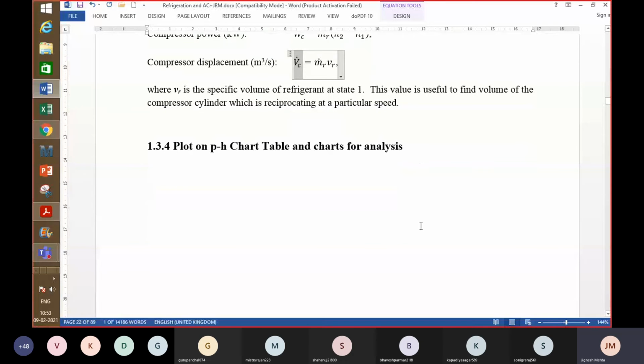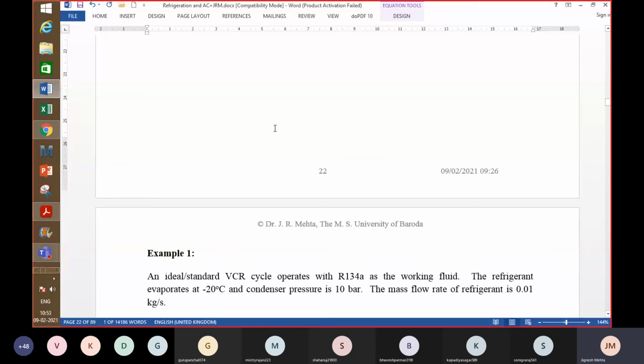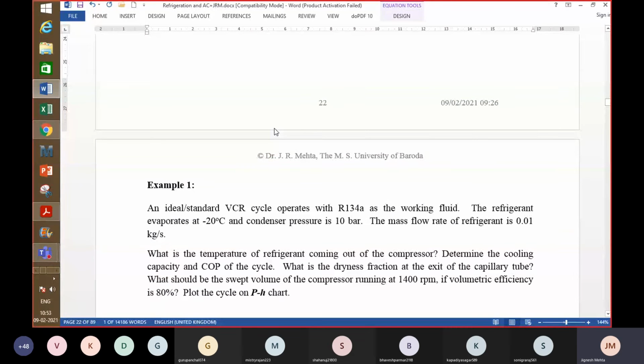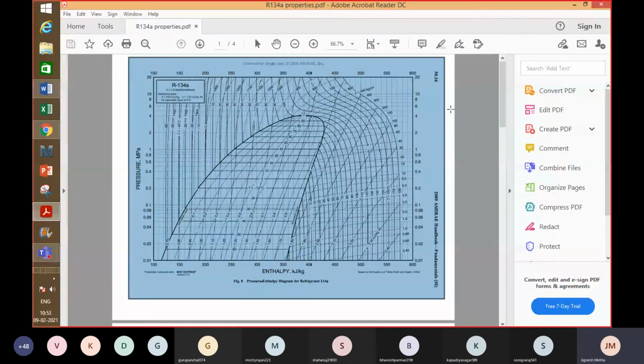Okay, so let me also show you the nature of the pH chart, and we are going to use it in the example. So next thing we are going to do is solve an example on the ideal or standard vapor compression refrigeration cycle. Right? So let me introduce the pH chart to you.